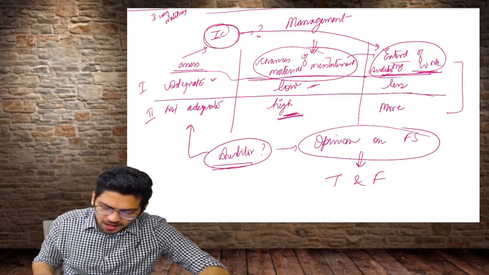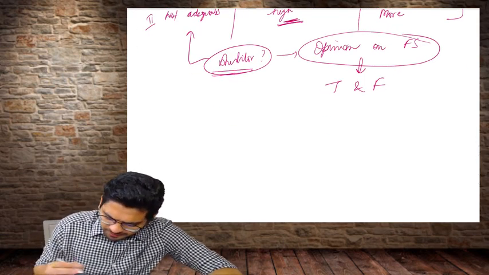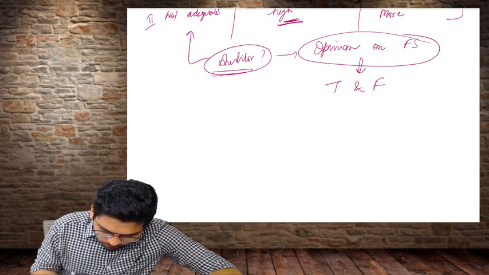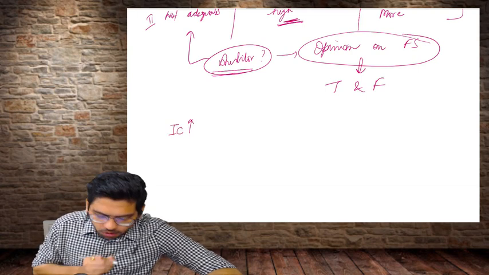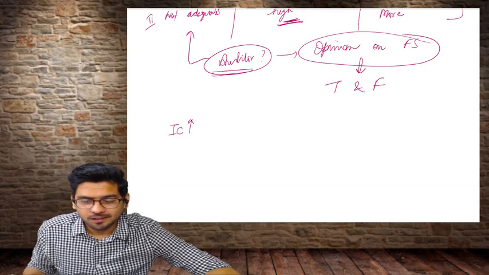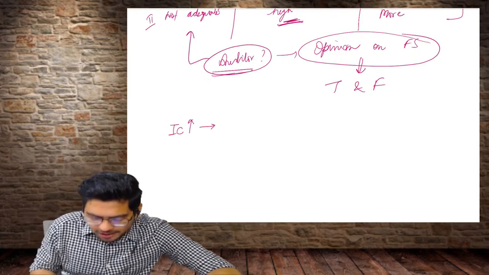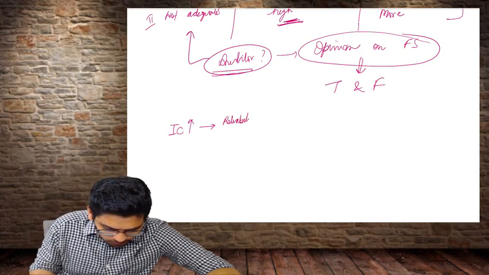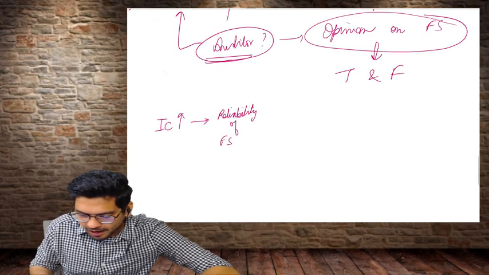Yes. Okay. All right. Now, if this is clear, let us link a few topics now. Let's say the auditor finds that the internal controls in the organization are adequate. Okay. So if the internal controls are adequate, can I say the reliability of financial statements will be high or low?